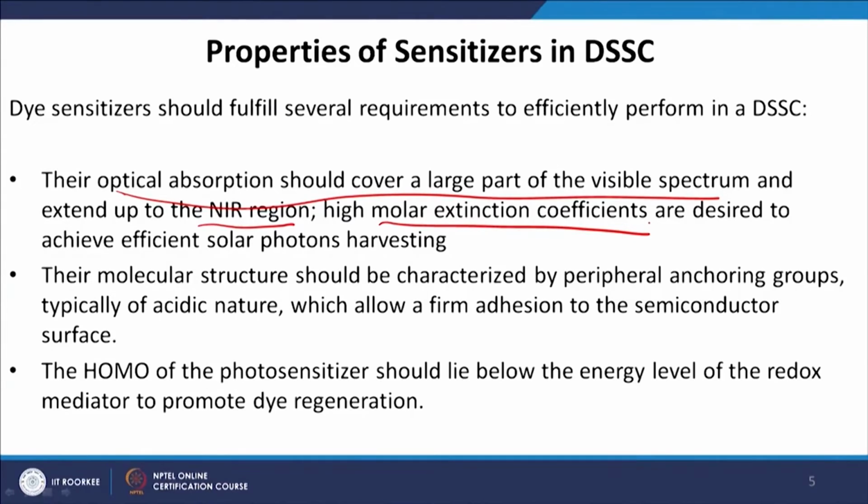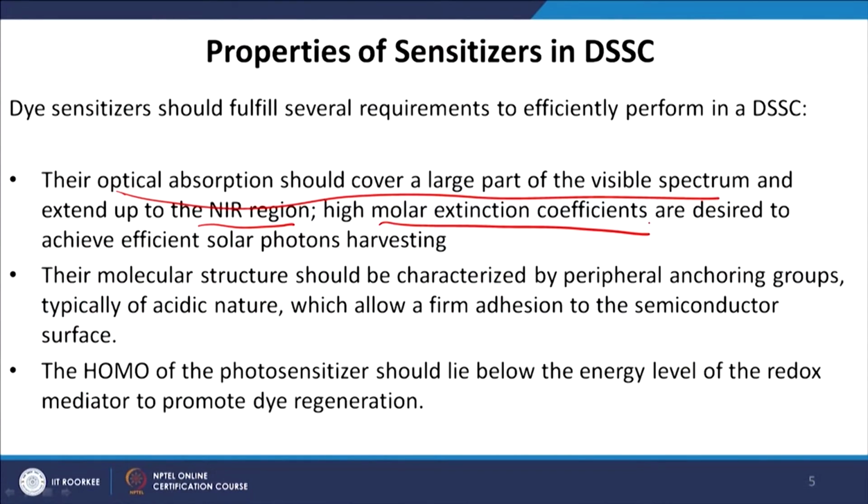Their molecular structure should be characterized by peripheral anchoring groups, typically of acidic nature, which allow a firm adhesion to the semiconductor surface. So this dye molecule should also be able to adhere to the TiO2 surface. Most of these dyes which we choose should be well anchored to the n-type semiconducting oxide. The HOMO, or the highest occupied molecular orbital of the photosensitizer, should lie below the energy level of the redox mediator to promote dye regeneration.